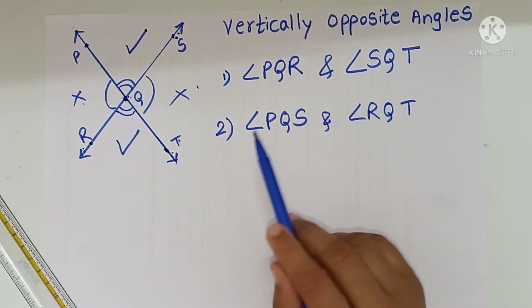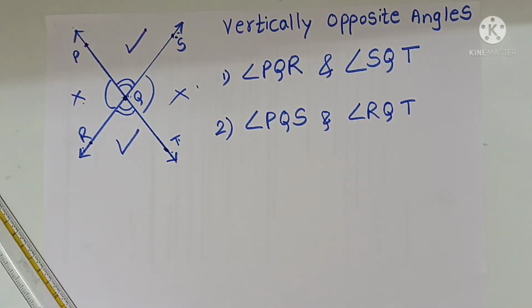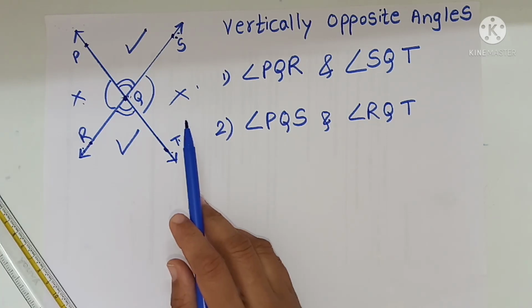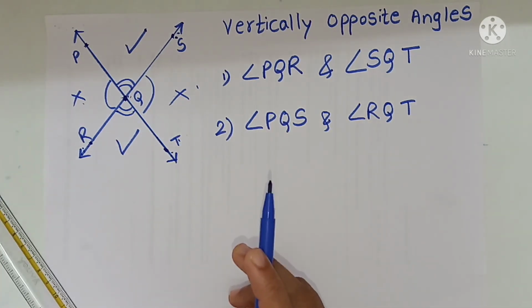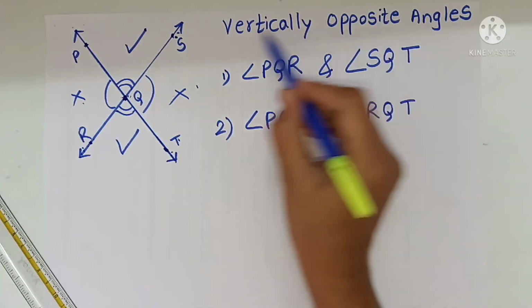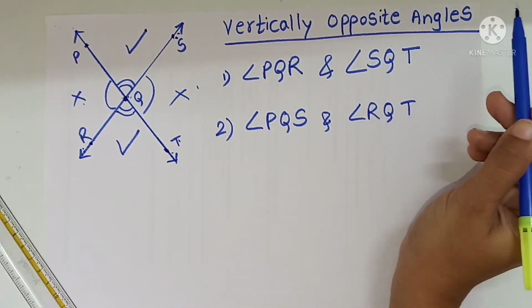The angles formed by the opposite rays of the arms of an angle are said to be opposite angles. Now we are going to learn the properties of these vertically opposite angles.